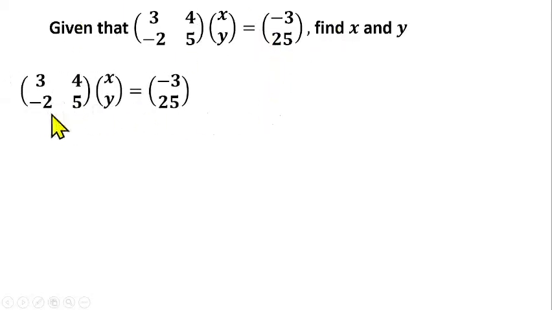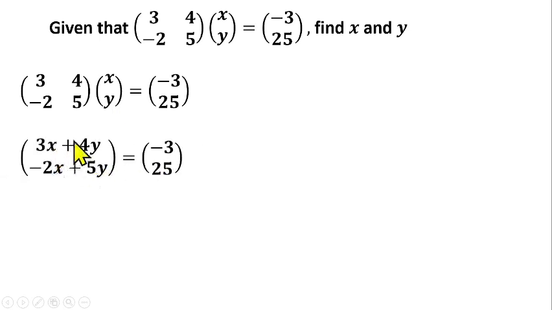So if you do that, you know that this matrix will multiply this matrix. The question is, can they multiply? Yes, the row will multiply the column. So 2 elements in the row, 2 elements in the column, so they will multiply. So this row will multiply this column, then this second row will also multiply this column as well. So you have 3 times x, that will give us 3x plus 4 times y, give us 4y. So that means we'll be having something like this: 3x plus 4y, then minus 2 times x give us minus 2x plus 5 times y give us 5y equals to this column matrix.